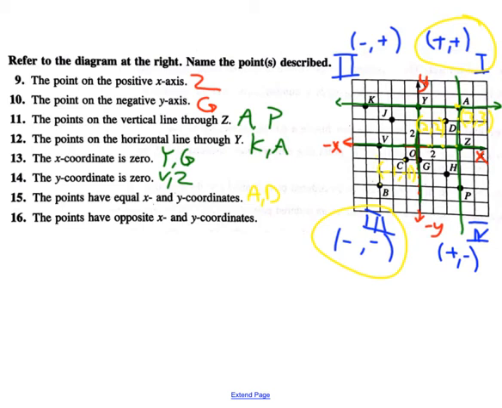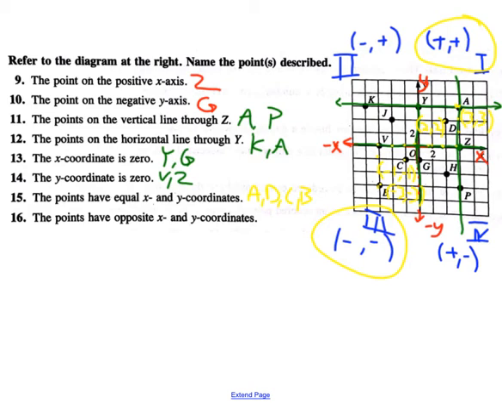If we count from the origin, we count left 1, 2, 3, and then down 1, 2, 3. We end up at B. So B is at negative 3, negative 3. And that also fits. So A, B, C, and D all fit that.